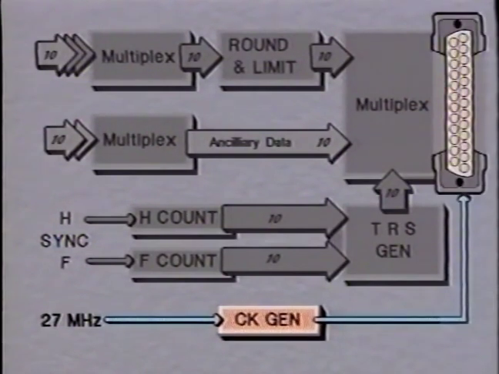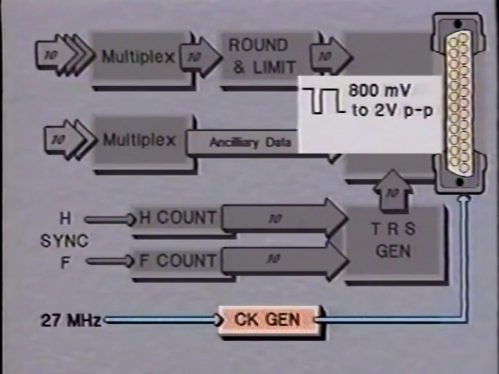As we have said, this can appear on a D-type connector and conforms to CCIR 656. At this point the signal is balanced with a peak-to-peak level between 800 mV and 2 volts peak-to-peak. This is across a 110 ohm resistor at the output terminals, but without a transmission line connected.